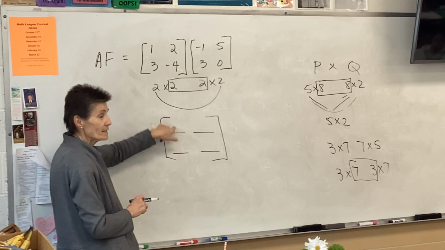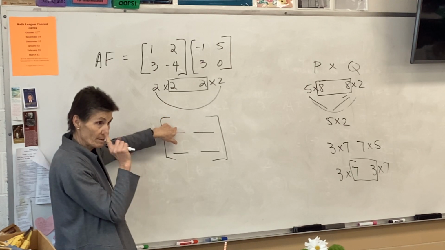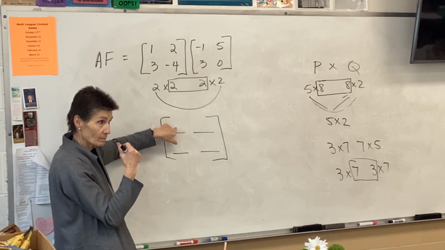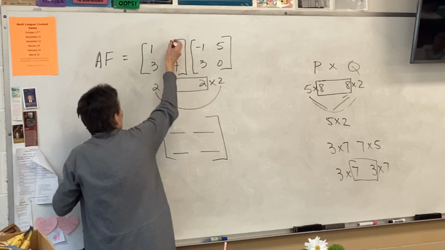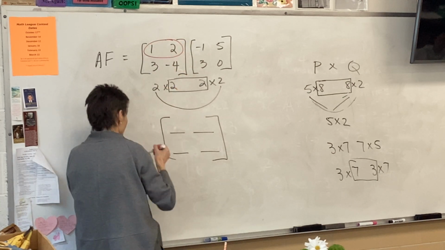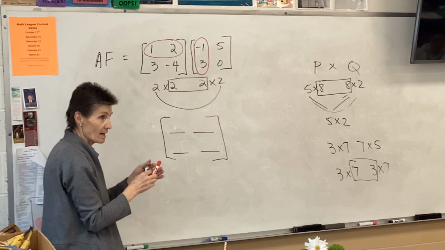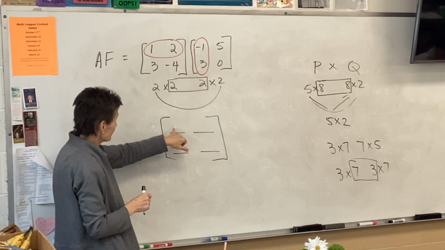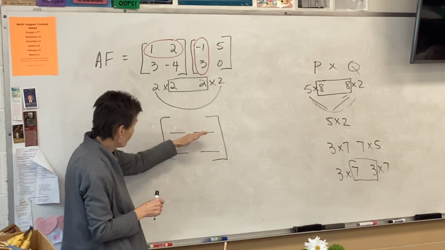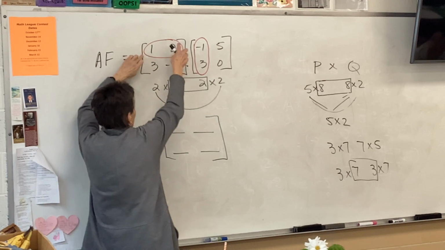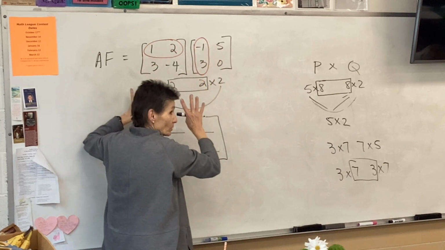I need to fill this spot. I need to figure out what number goes here. That number is in row 1, column 1, right? So I am going to take row 1 and column 1 and multiply those together. So again, this spot, this is my answer. I'm looking for that number. It's in row 1, column 1. So I take row 1 and column 1, and I'm gonna multiply those together.